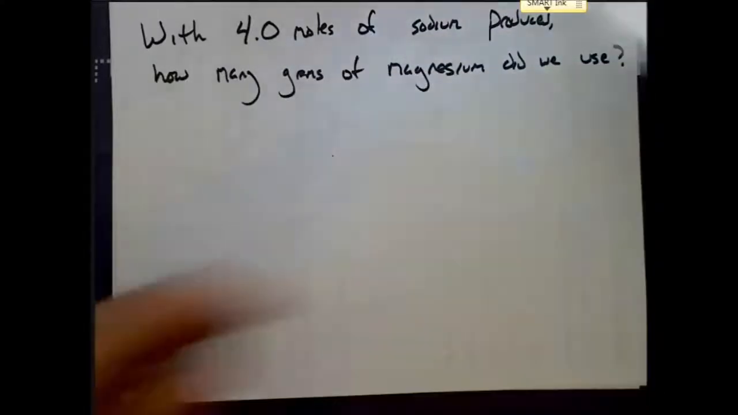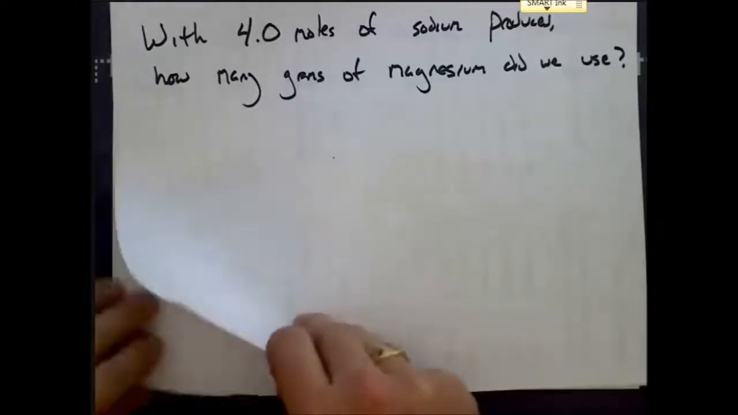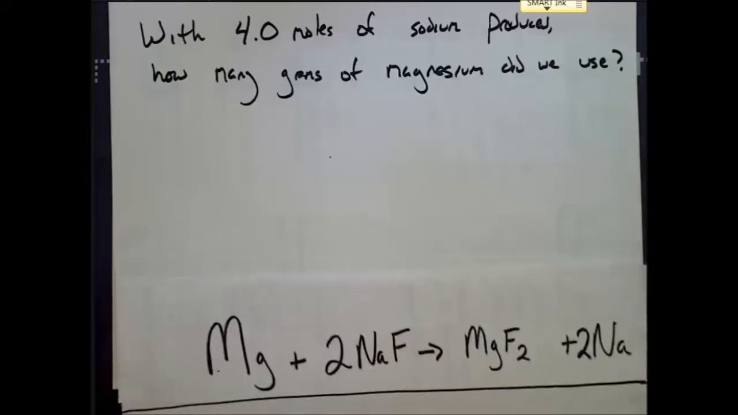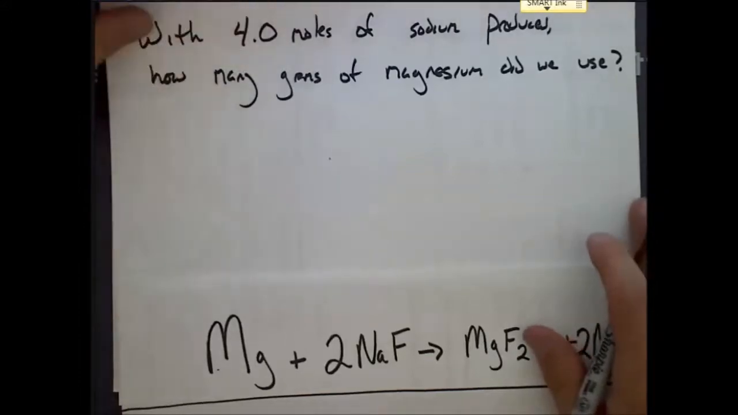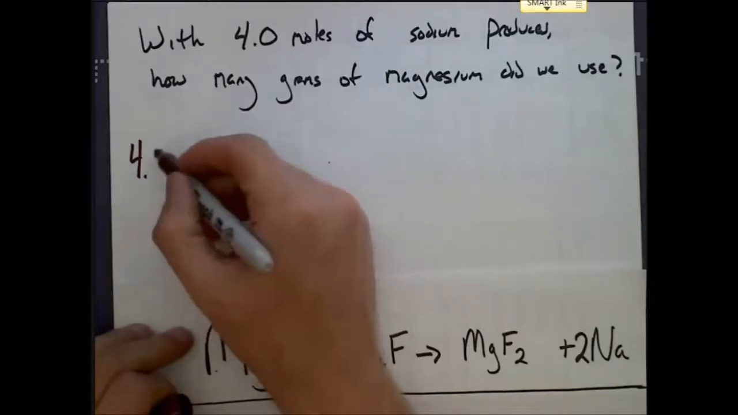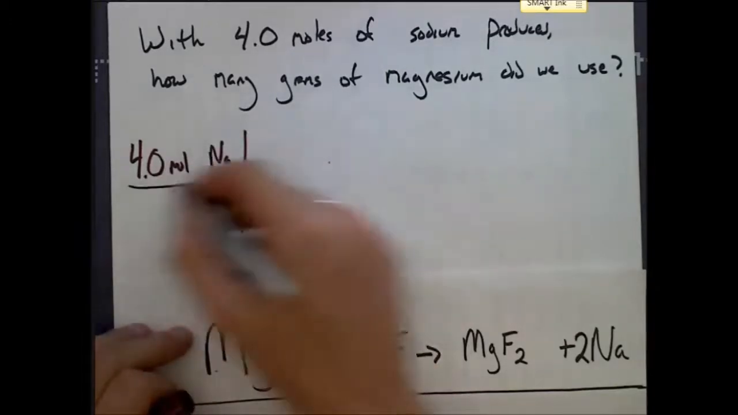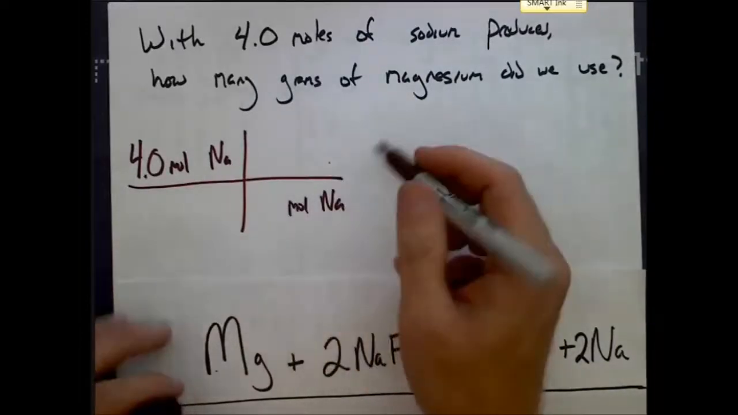We'll keep that one handy so we can go back and look at it again. All right, so we've got a couple more questions we want to walk ourselves through. With 4.00 moles of sodium produced, how many grams of magnesium did we use? Well, we again start off with our given, 4.0 moles of sodium. And without even thinking, bring down moles of sodium.